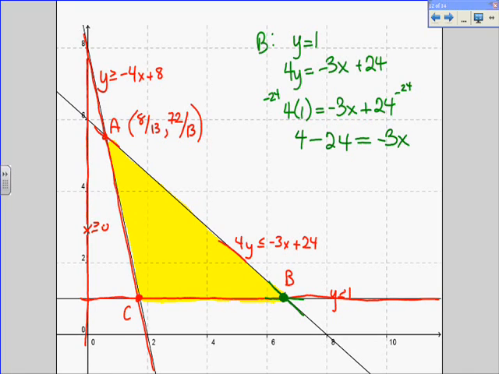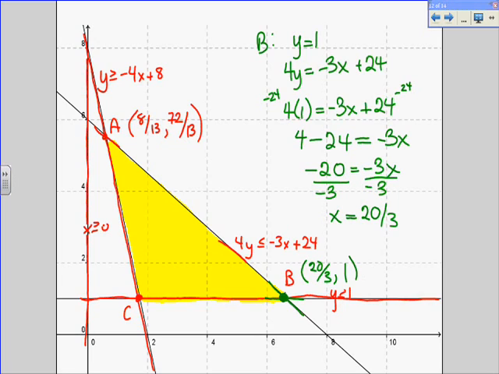So 4 minus 24, we end up with negative 20. It's equal to a negative 3x. And we divide both sides by a negative 3. And that gives us x is equal to 20 over 3. So that is my x-coordinate. It's 20 over 3. How do I solve for my y? Well, I actually already know that y equals 1. We see that up at the top. It's the equation of that line, so that makes things a little bit more simple.